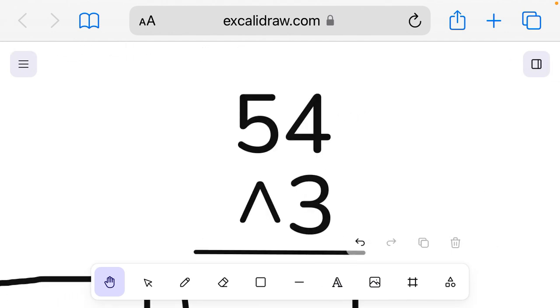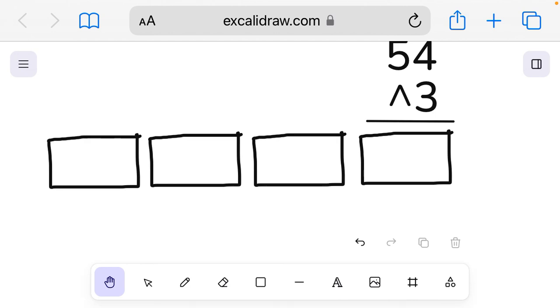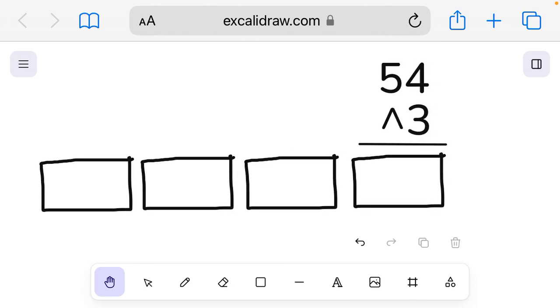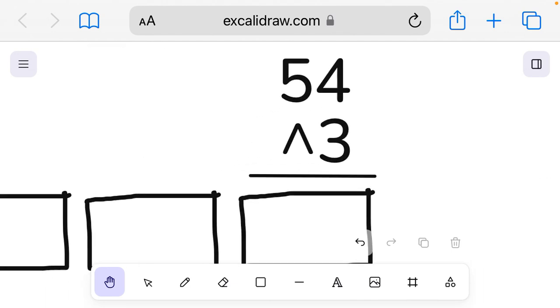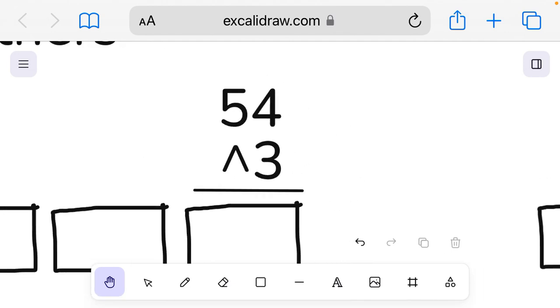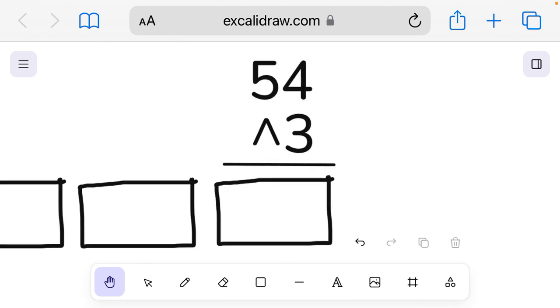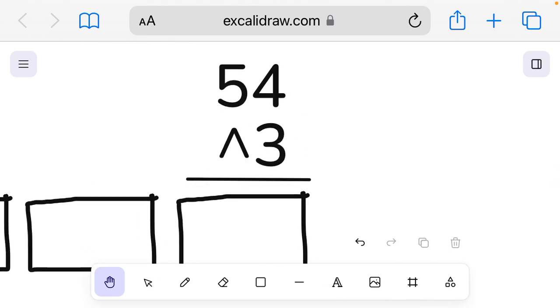So we have 54 cubed, and if you want to draw the boxes, it contains 3 digits. All of them have 3 digits, so 3 digits per box. So we have 54 cubed.